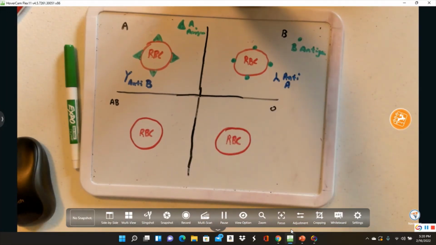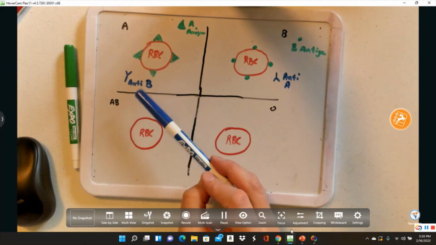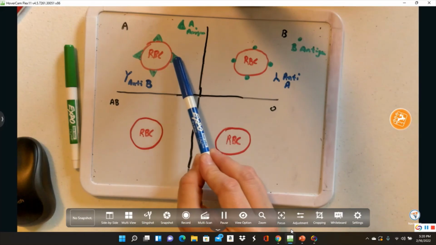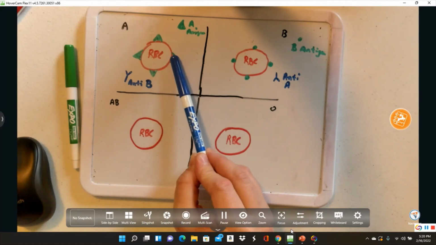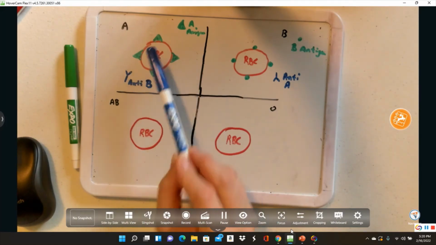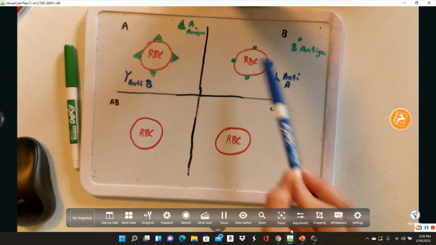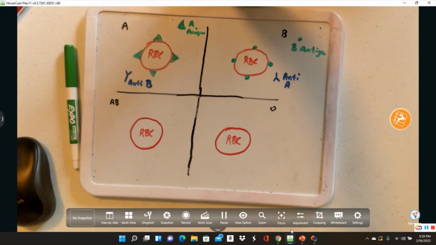Now, guys, let's think through this. The last thing you want in your plasma is antibodies against your own blood type. That would kill your own cells. So you never have antibodies against your own blood type.